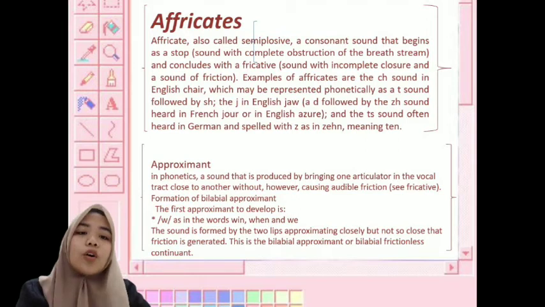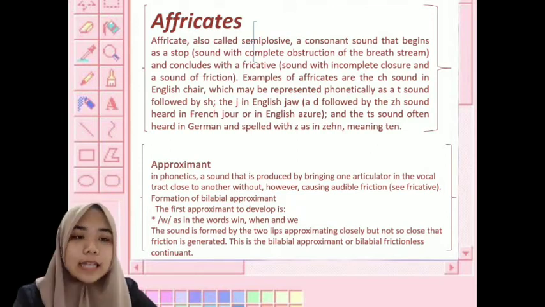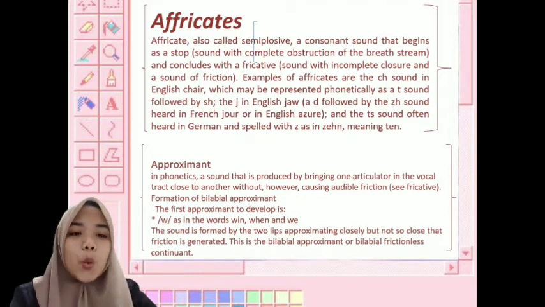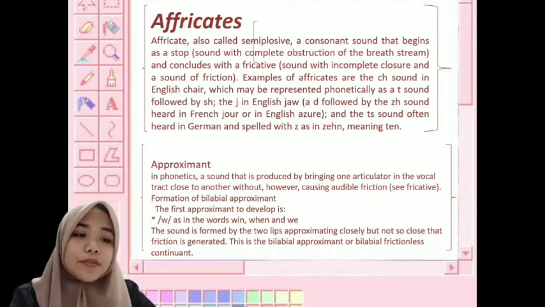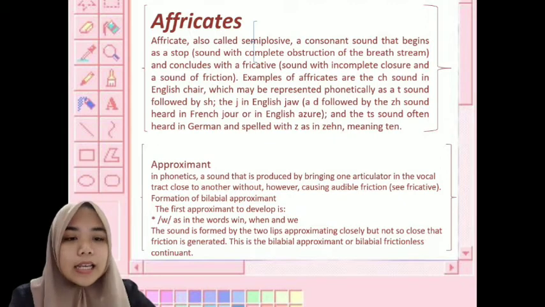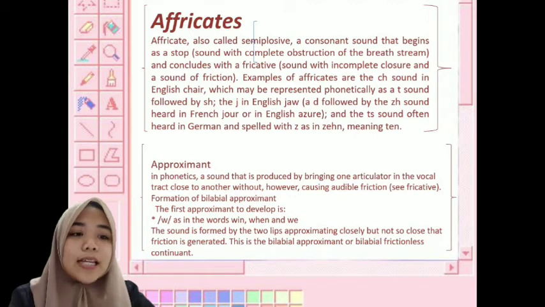Affricate, also called semiplosive, is a consonant sound that begins as a stop, or sound with complete obstruction of the breath stream, and concludes with a fricative, or sound with incomplete closure and a sound of friction. Examples of affricates are the ch sound in English chair, which may be represented phonetically as a t sound followed by sh, the j in English jaw, or a d followed by the zh sound as in French jour, and the ts sound, often heard in German and spelled with z as in zehn, meaning ten.